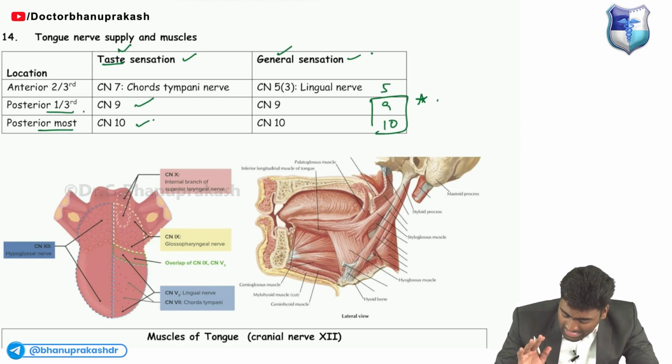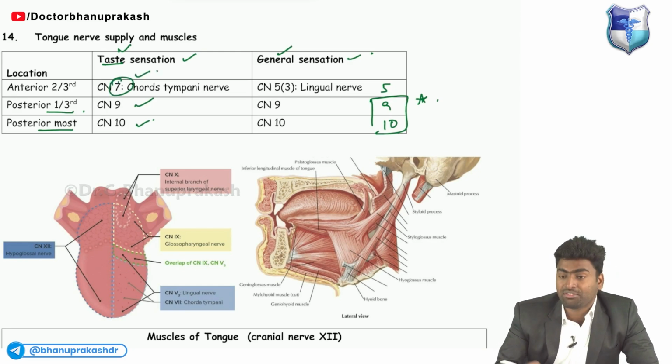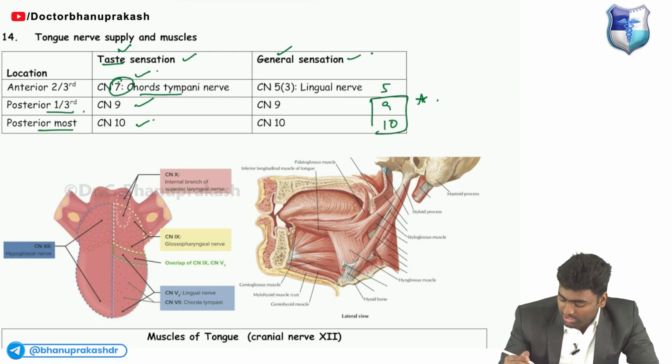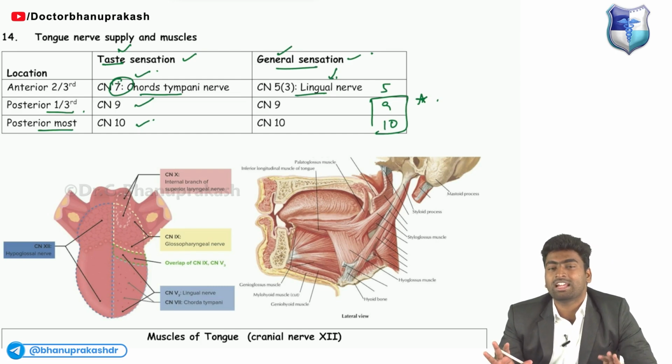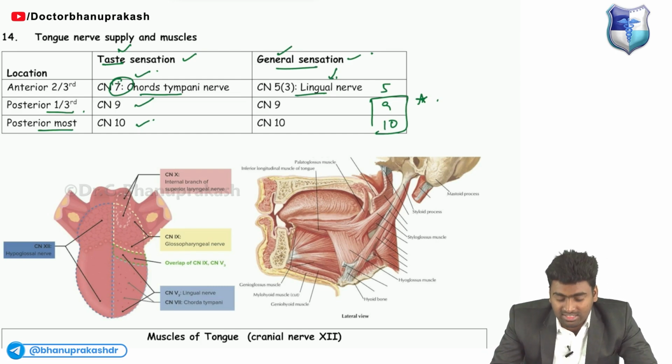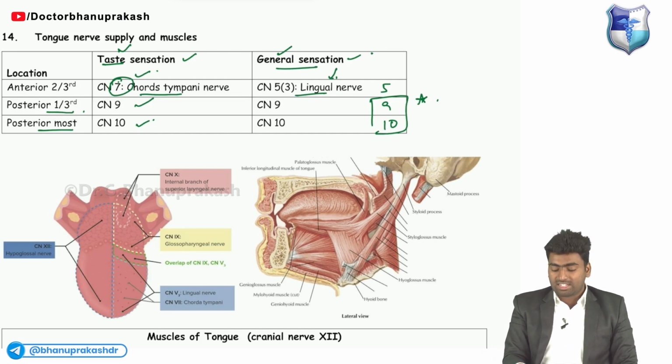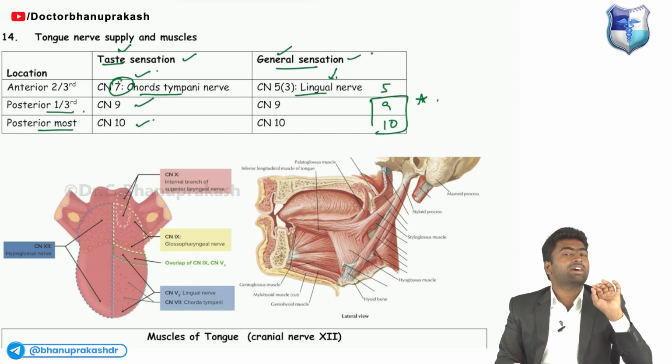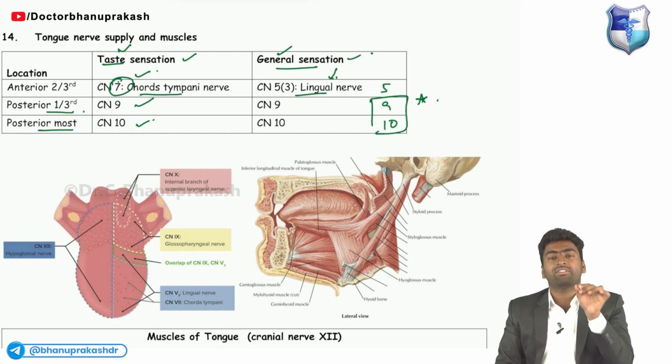Right? Whereas the taste sensation will be carried by the facial nerve, through the chorda tympani nerve, whereas the general sensation will be carried by the lingual nerve. The lingual nerve, which is a part of the trigeminal nerve, will carry the general sensation. So remember, for general sensation it is 5, 9, 10, whereas for special sensation it is 7, 9, 10.